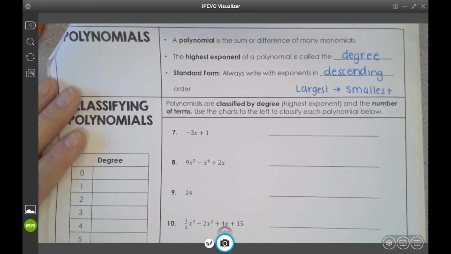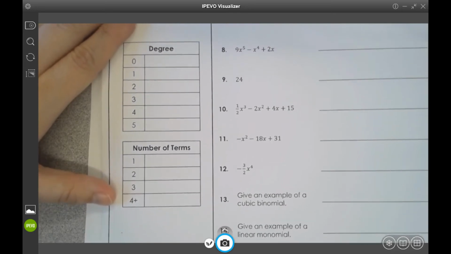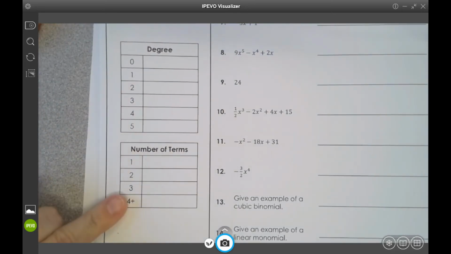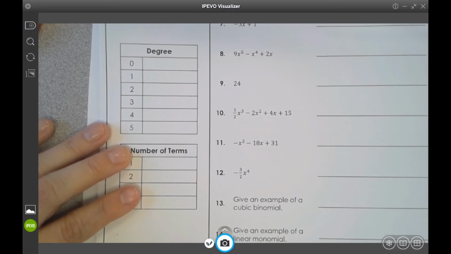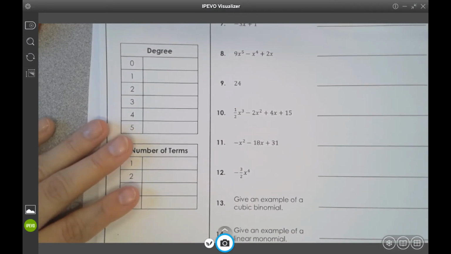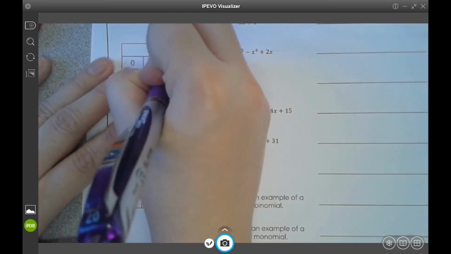And we're going to name polynomials based on two things: their degree and the number of terms. So I'm going to give you what goes in these charts. So if the degree is 0, that means there's not an x at all. No x, no variable. It's just a number. We call that a constant.